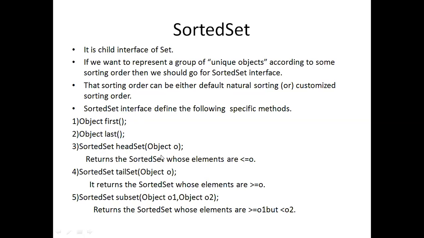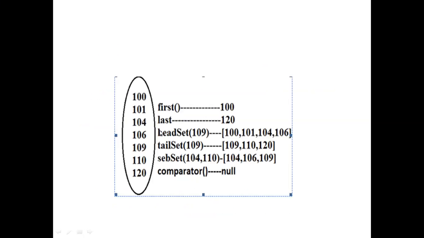headSet(Object o) means it returns the SortedSet whose elements are less than, not this is not 0, this is O, so whose elements are less than or equal to O. tailSet, this is headSet, this is tailSet, means it returns the SortedSet whose elements are greater than or equal to O. subSet(Object o1, Object o2) means whose elements are greater than or equal to O1 and less than O2. So here we will discuss an example.